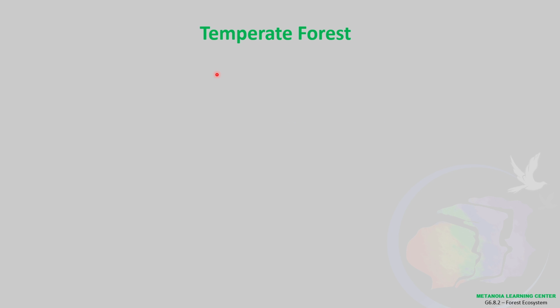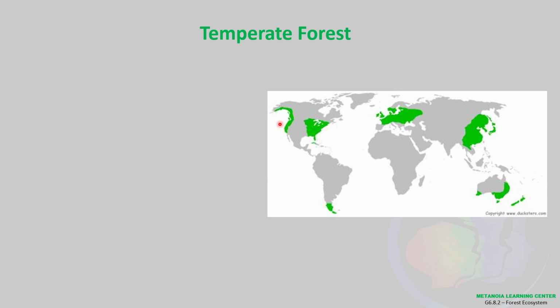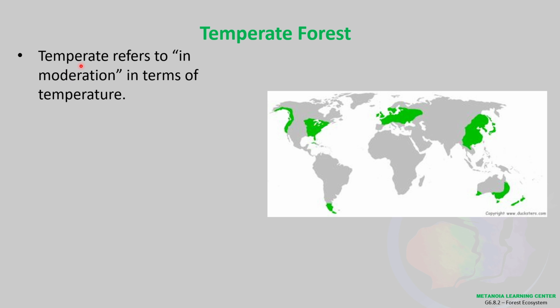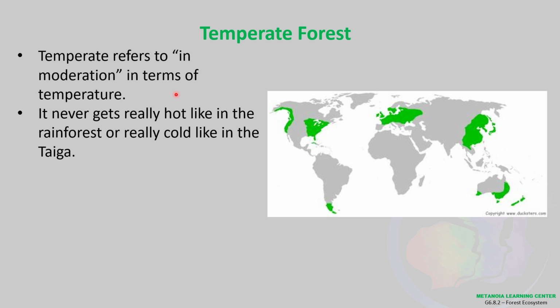So let's talk about the temperate forest muna. Temperate forests are basically located in these areas. Temperate refers to in moderation in terms of temperature. Anong ibig sabihin ng in moderation? It never gets really hot like in the rainforest or really cold like in the taiga. Okay. So, in other words, sakto-sakto lang.